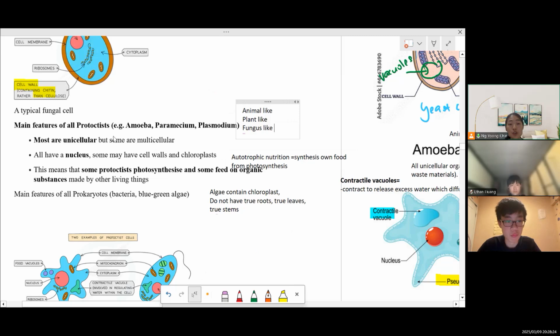Okay, so usually protists are made up of unicellular cells. Majority of them are unicellular. Just a very small number of them are multicellular. Every protist is also a eukaryotic cell, right? So they must have the nucleus. But some of them have a cell wall and some don't.